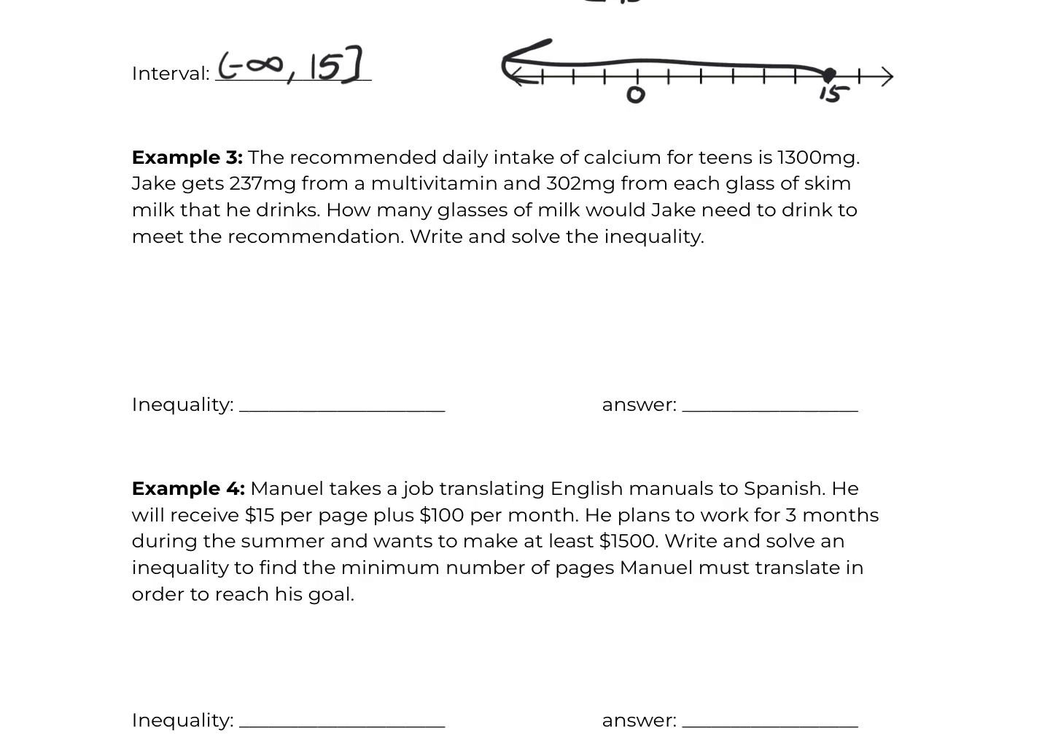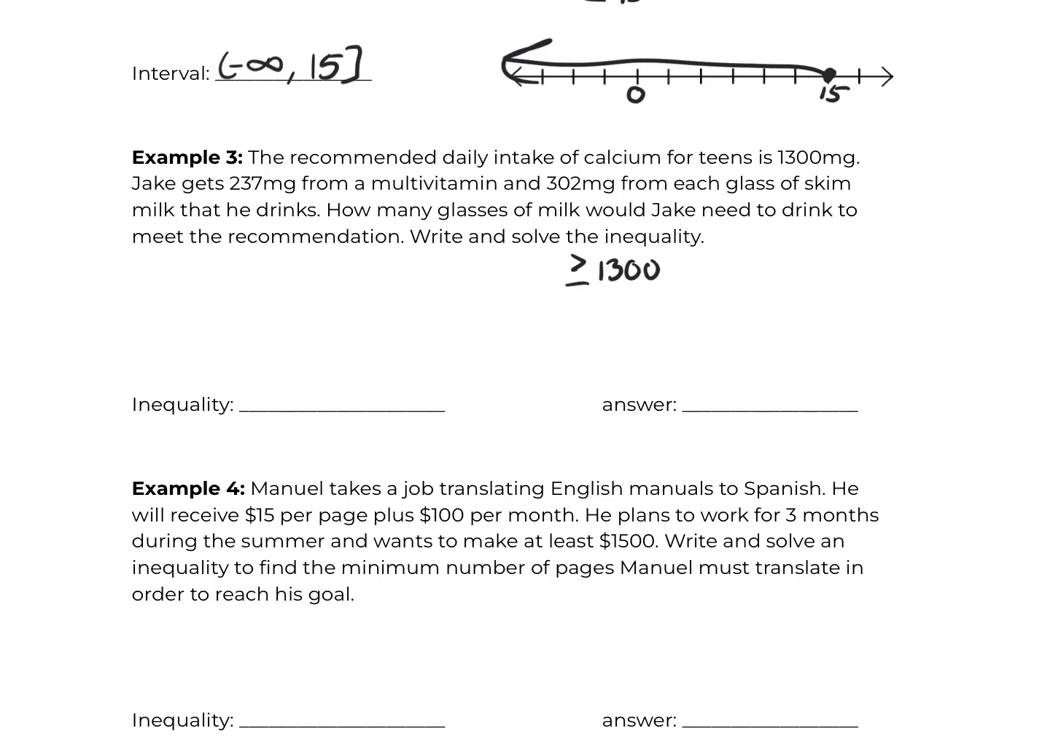Alright, so now we're going to write an inequality. The recommended daily intake of calcium for teens is 1,300 milligrams. Jake gets 237 milligrams from a multivitamin and 302 milligrams for each glass of skim milk that he drinks. How many glasses of milk would Jake need to drink to meet the recommendation? Write and solve the inequality. Alright, so he needs to have at least 1,300 milligrams. So at least means greater than or equal to 1,300.